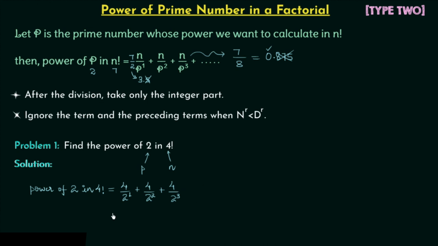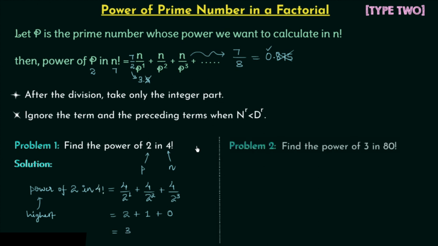Now moving on to the calculation part. 4 when divided by 2 will give us 2. 4 when divided by 4 will give us 1. 4 when divided by 8 will give us the integer part equal to 0. So we have 3 as the answer. So the power of 2, which is the highest power, don't forget this, this is the highest power of 2 in 4 factorial is equal to 3.